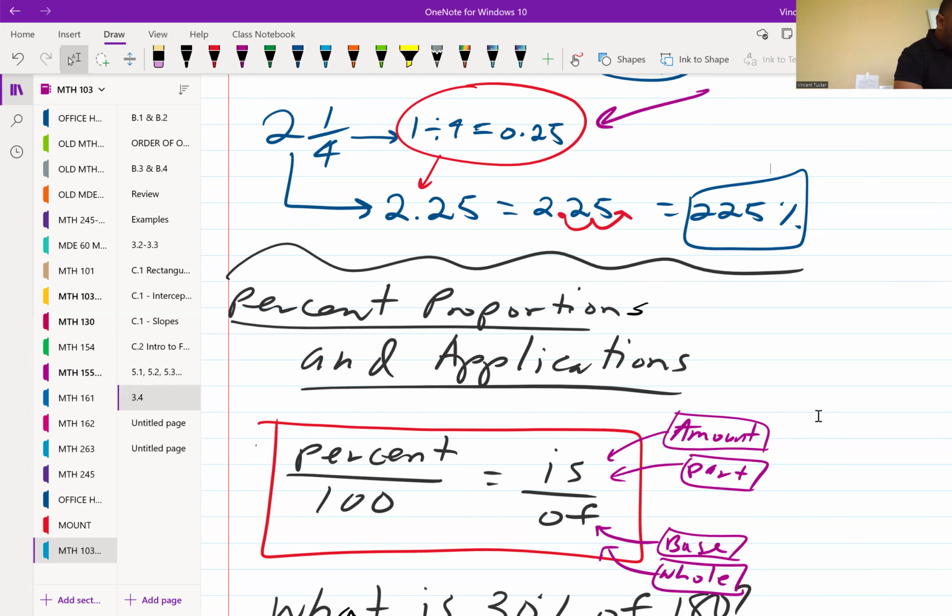So what is 30% of 180? Like I said, the easiest part is the percentage. You just place that over 100. That's 30 over 100. What is attached to the is? Of is attached to the 180. So it's just is over of. So that'll be x over 180.